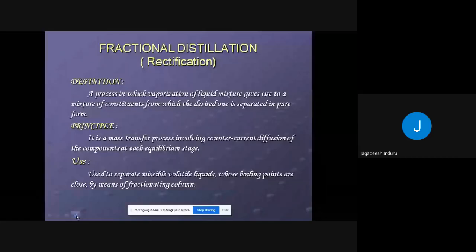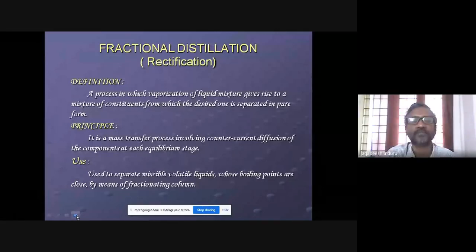And the fractional distillation and the rectification, we have seen that when boiling points are not widely spread, we will be able to separate them by keeping a fractionating column or rectification column, and we are able to separate them into individual fractions, even though the boiling points are close. All the fractionating columns or rectification columns, we need to keep in between your still and condenser.